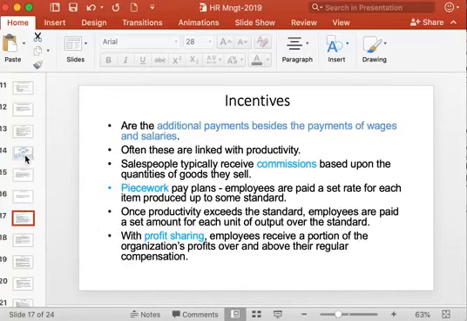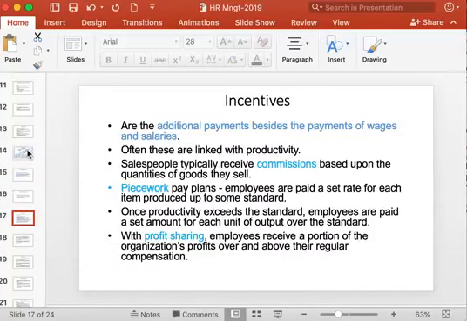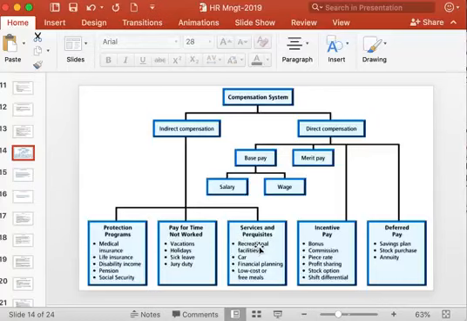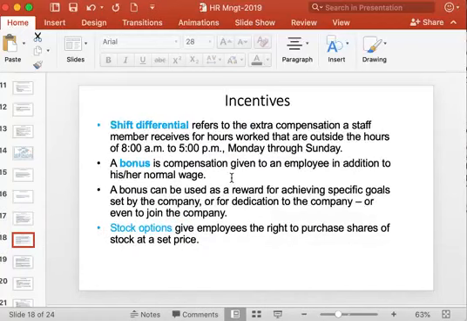Then, in the classification of compensation system, you have seen profit sharing. With profit sharing, employees receive a portion of the organization's profit over and above their regular compensation. Shift differential refers to the extra compensation a staff member receives for hours worked outside the normal 8 to 5 p.m., Monday through Sunday.